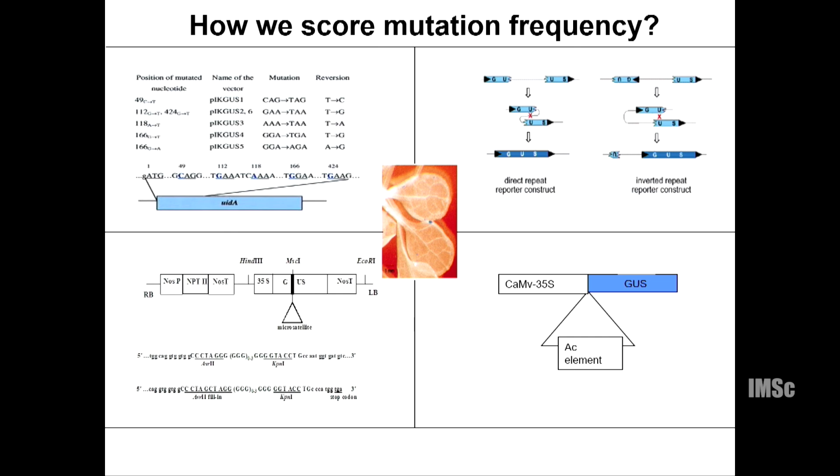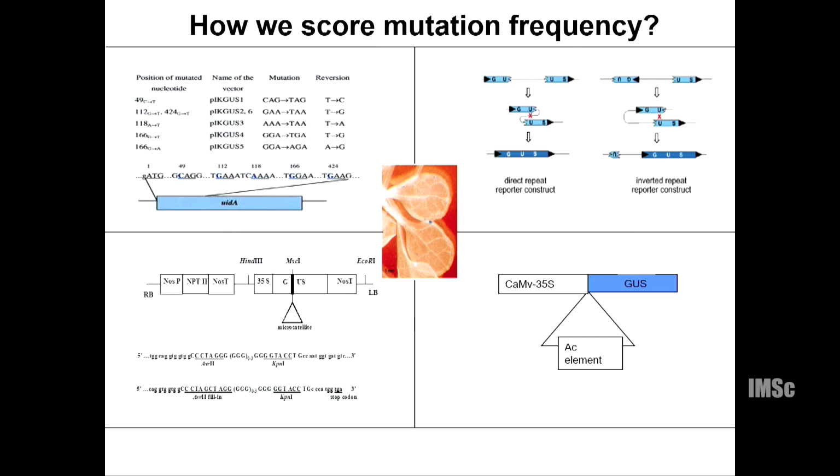But we deliberately make a mutation. If you deliberately make a mutation, you can make it precisely and introduce this back into the plant. Now, if this goes through a reversion process, that is, a mutated gene goes to wild type, then you see a blue spot here. So, based on the number of blue spots to the total number of seedlings that you screen, you can estimate a rough estimate of what the mutation rates are.